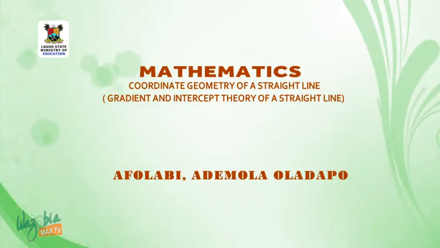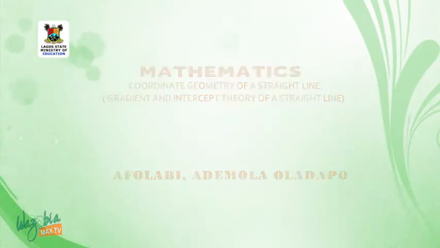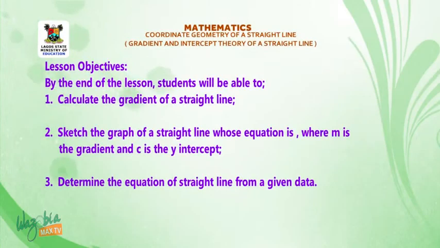I teach mathematics. The topic we want to treat today is gradient and intercept theory of a straight line. Lesson objectives. By the end of the lesson, students will be able to: 1. Calculate the gradient of a straight line.